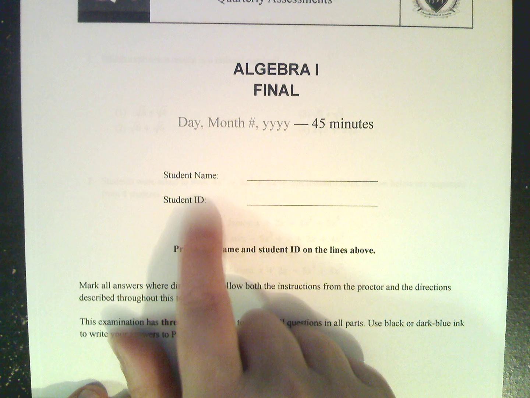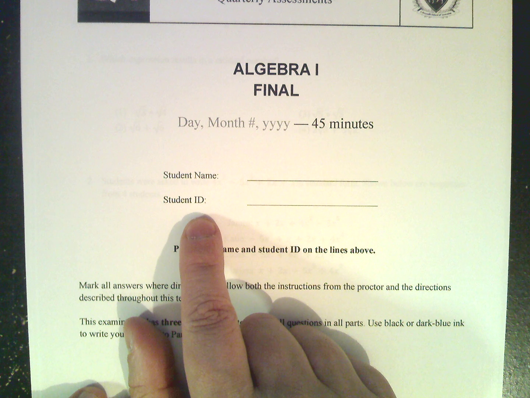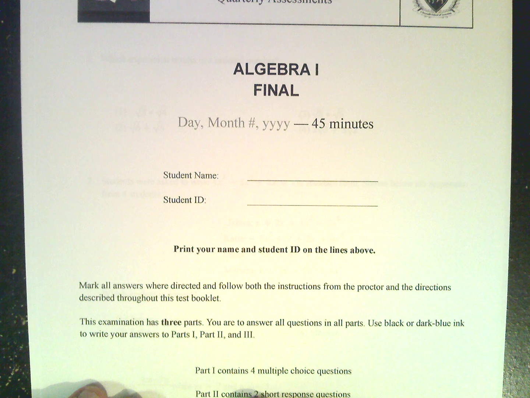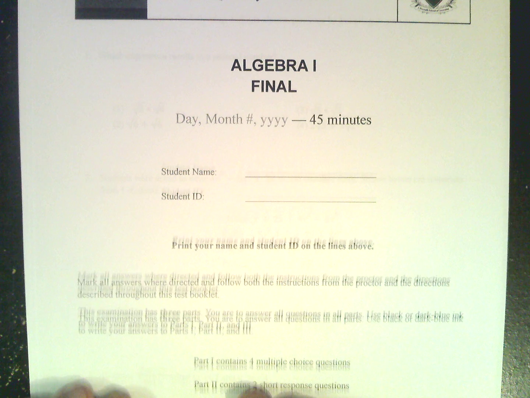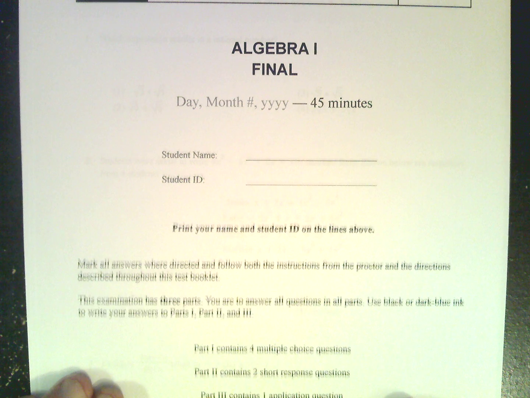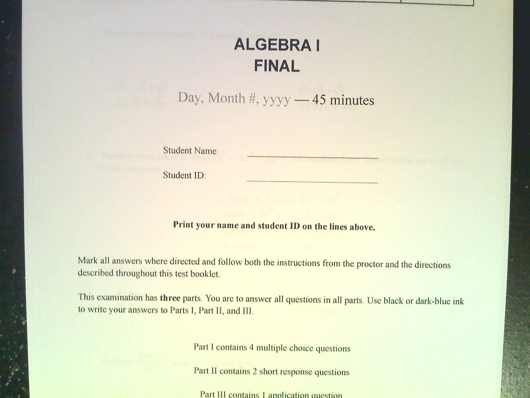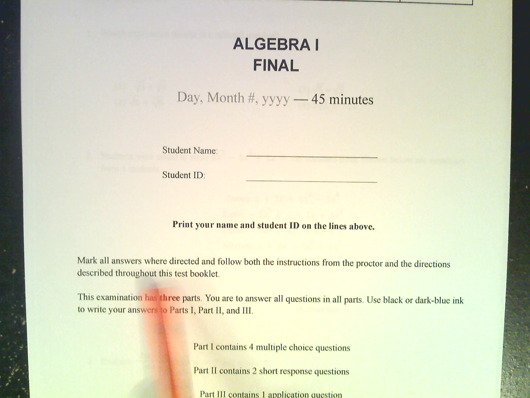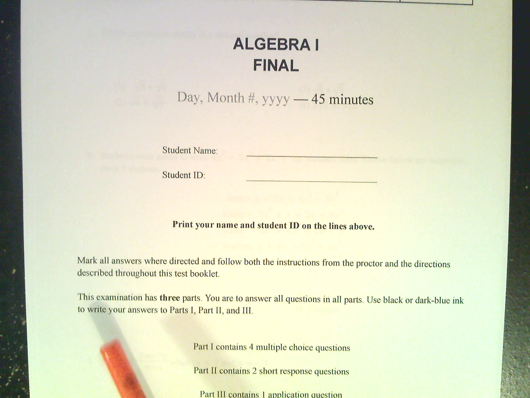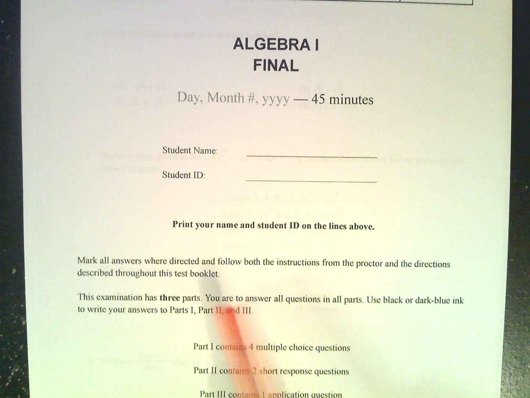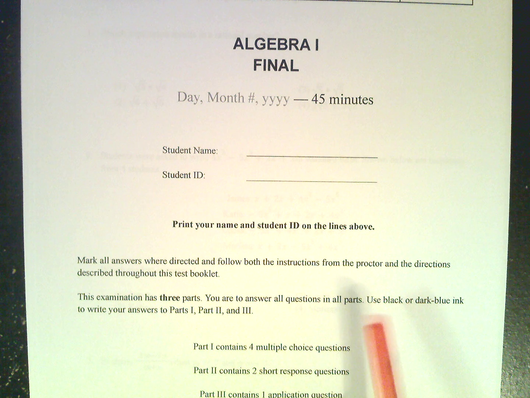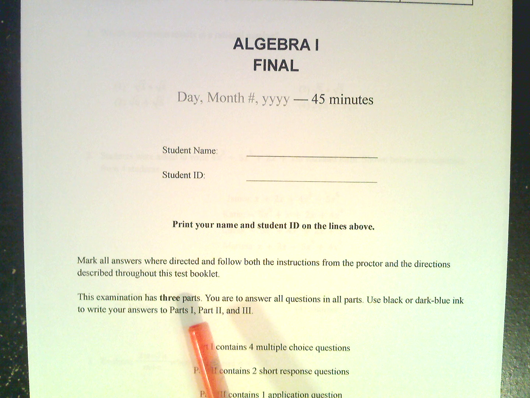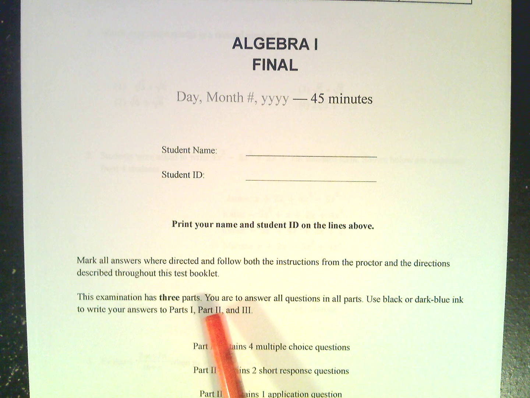Here we go. On the top here, you put your student name and your student ID number. Okay? The rest of the directions. It says, mark all answers where directed and follow both the instructions from the proctor and the directions described throughout this test booklet. The examination has 3 parts. You are to answer all questions in all parts. Use dark blue ink or black ink to write your answers to parts 1, 2, and 3.